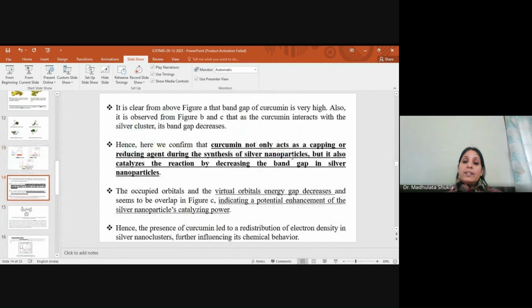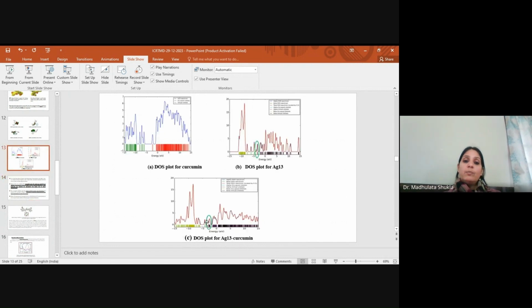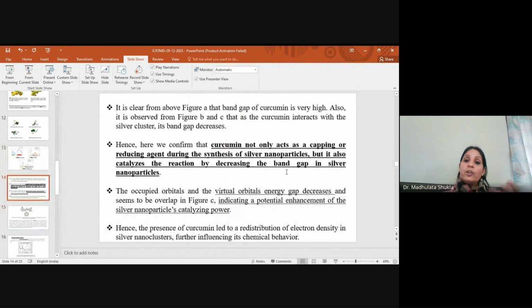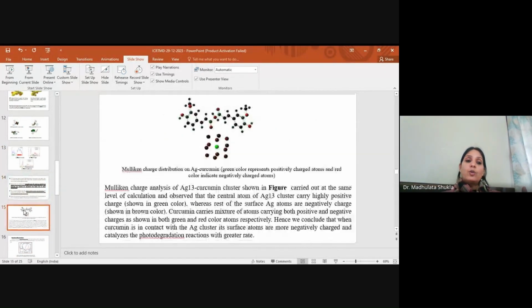Next, we see that curcumin not only acts as the capping agent or the reducing agent, but it also catalyzes the reaction by decreasing the band gap, as we are seeing here. Means with the addition of silver and curcumin, the band gap decreases. So curcumin is not only acting as the reducing agent, but it is also decreasing the band gap, and it catalyzes the reactions also.